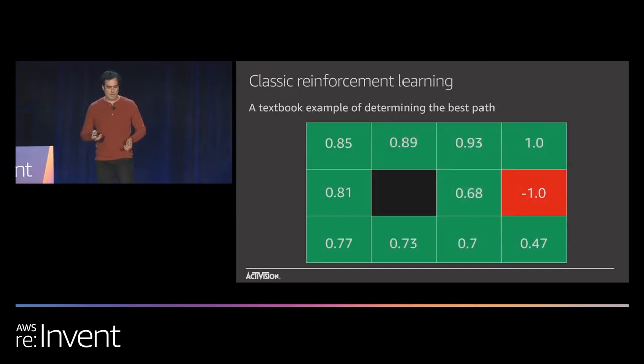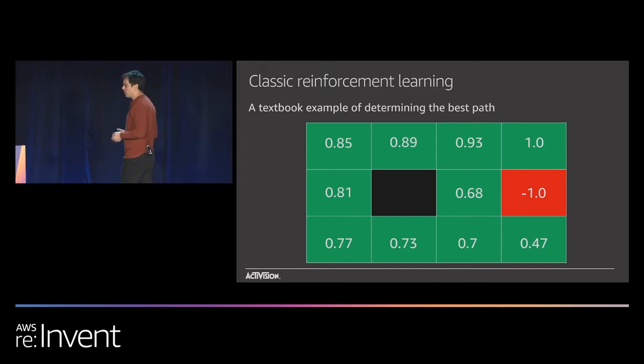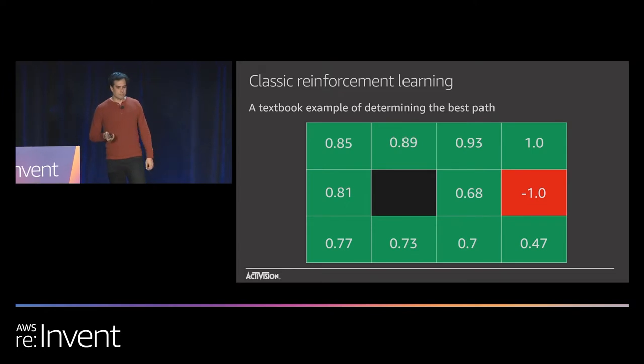Now, the way you achieve that is through reinforcement learning. This is a textbook example of how classic reinforcement learning works. I'm gonna go really fast so you have some background on how everything was done. In this grid, you generally have a reward state, which is the 1.0 on the top, and sometimes a negative reward state, which for you could be the churn state. You wanna avoid this state.